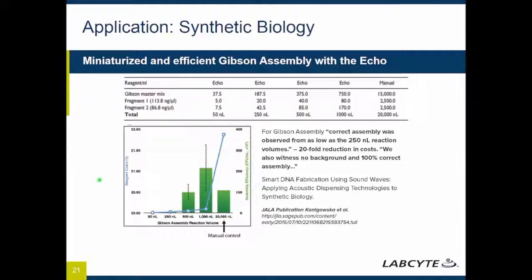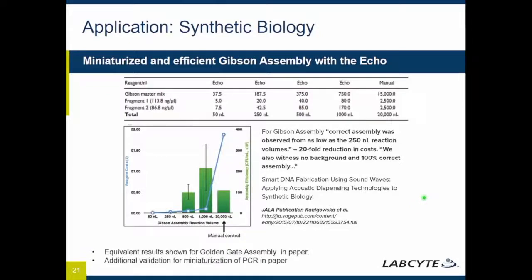What they've done is plot here on the left the reagent costs, and on the right side is the assembly efficiency in the green. And this is at the various volumes of the concentrations that they have. For the Gibson assembly, they claim that the correct assembly was observed from as low as 250 nanoliter reaction volumes, which was a 20-fold reduction in cost. And, quoting them, we also witnessed no background and 100% correct assembly.